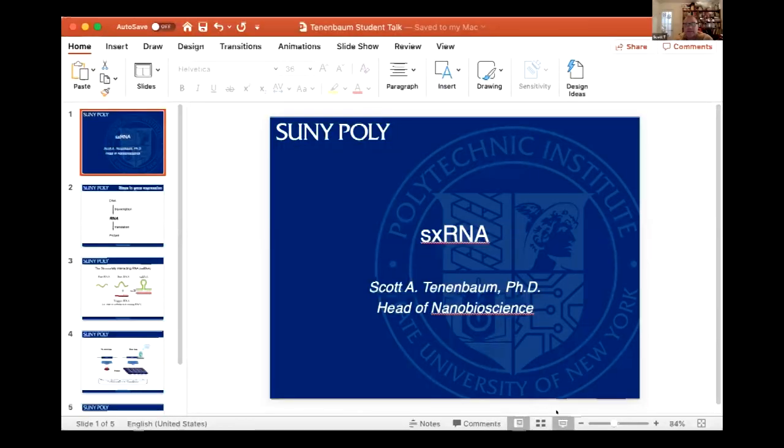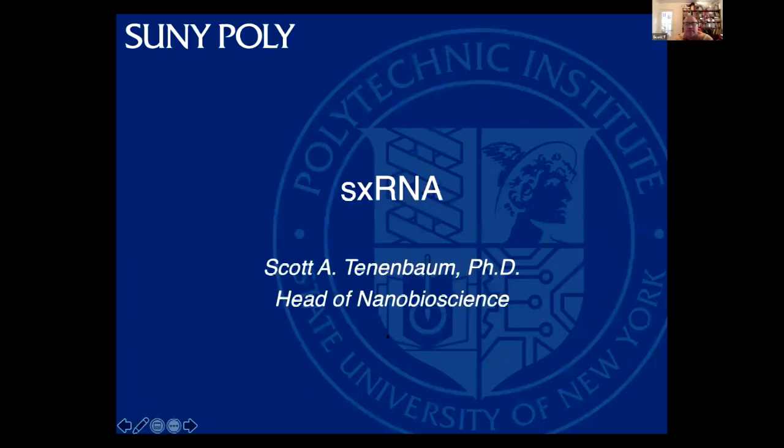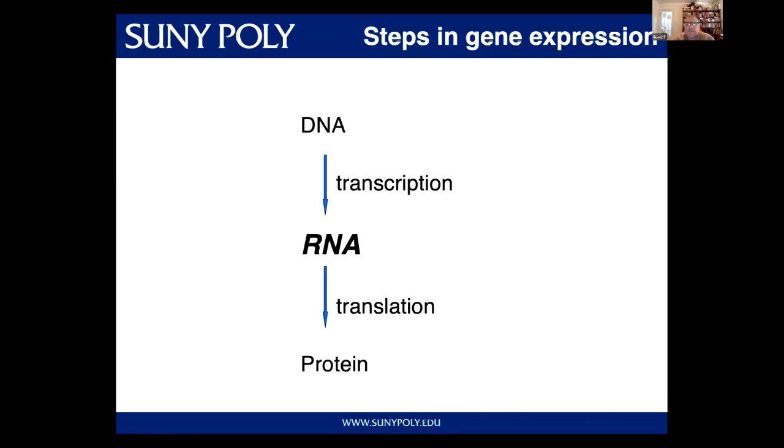So I'm Scott Tenenbaum. I'm with the NanoBio group. I work on RNA, specifically something called sxRNA. So hopefully, or maybe not hopefully, you know that RNA, along with DNA and protein, are the three main building blocks of life. I think RNA is the most important. It plays an intermediary role going from DNA to protein, but it also does a lot of other cool things, usually as a result of its structure.